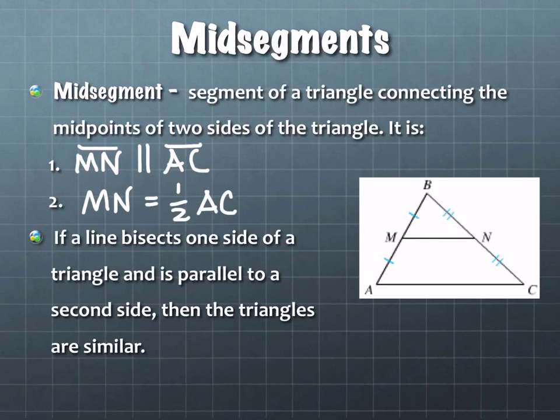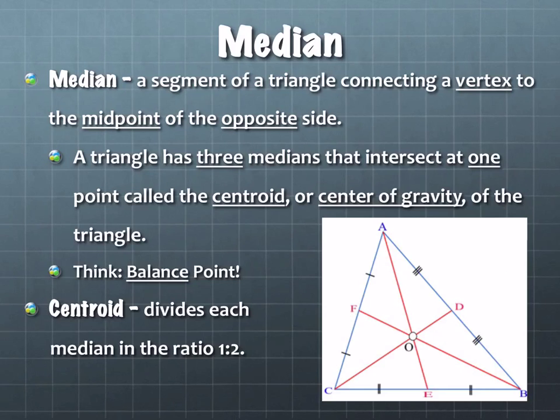One more piece of information before we're going to do our last example of the section. And that piece of information is about the word median. A median is a segment of a triangle connecting the vertex to the midpoint of the opposite side. Okay, so if we found the midpoints of the three sides and we connected the midpoint here, F, with the opposite vertex B, that would be called a median. So there's 3 of them, right? There would be 3 medians because there's 3 vertices.